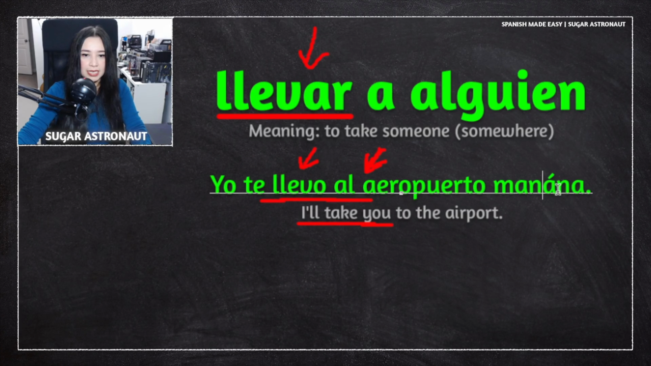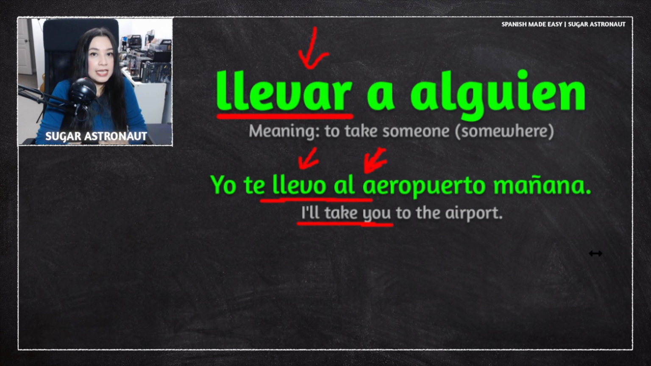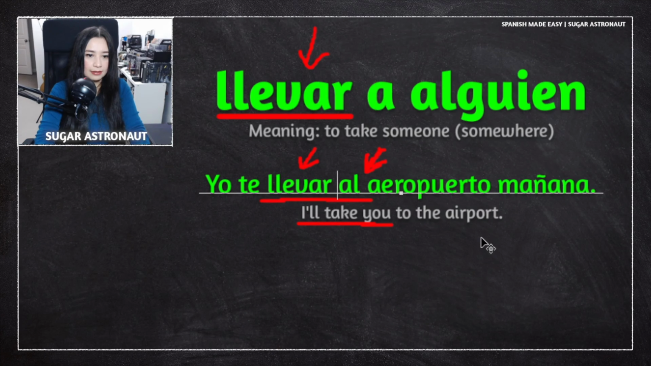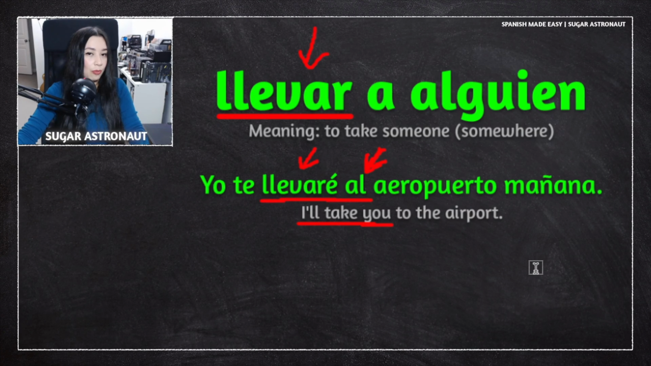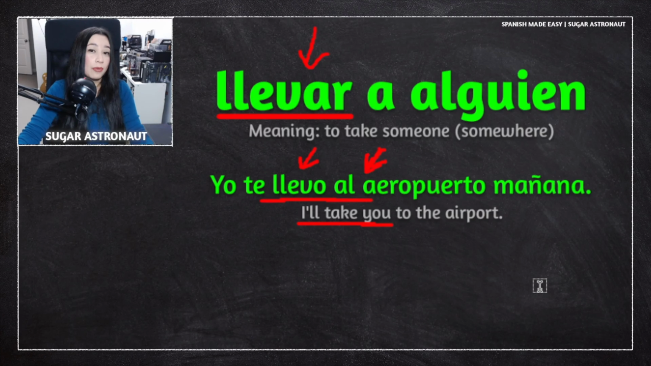That's not the spelling of mañana. Mañana. Yo te llevo al aeropuerto mañana. Technically, you're saying, I'm taking you to the airport tomorrow. You're not saying, I'll take you to the airport tomorrow, because the future tense would be like this. Let me show you. Yo te llevaré al aeropuerto mañana. Technically right, but not commonly said. So if you say yo te llevo al aeropuerto mañana, it's similar to saying I can take you to the airport tomorrow. So we don't need future tense.